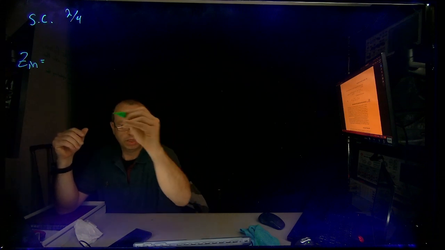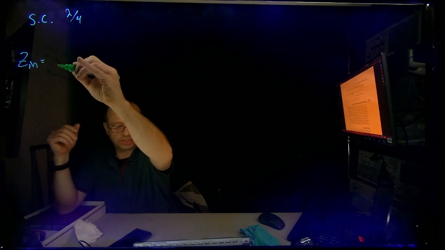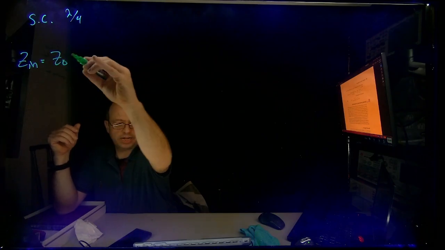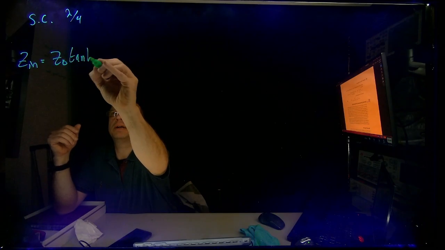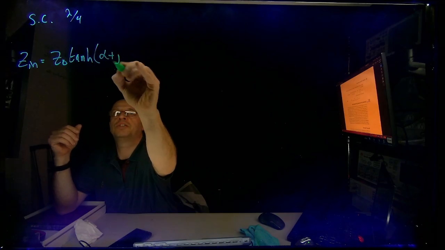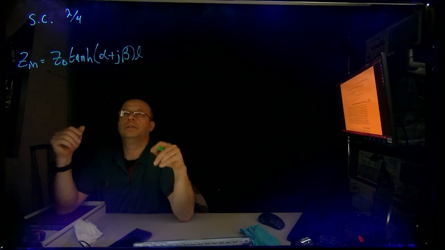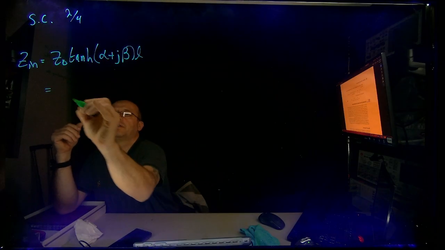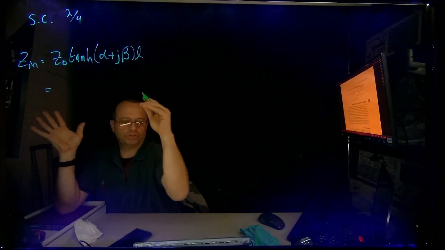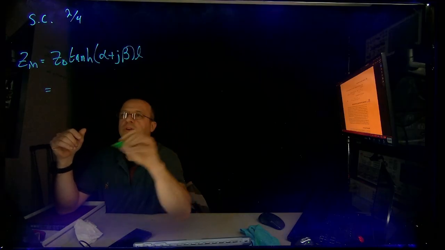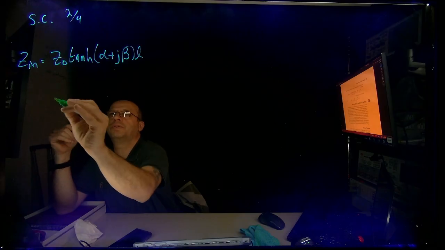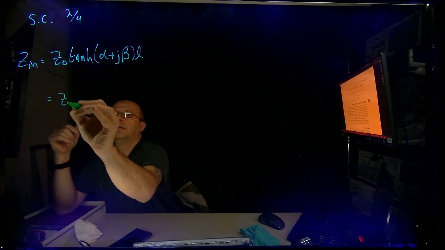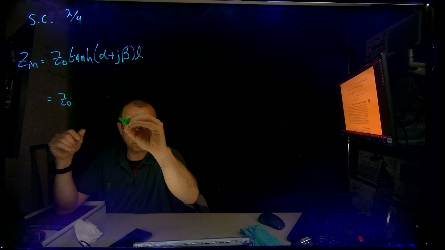part. So Zin is still the same as it was. Z naught, hyperbolic tangent of alpha plus j beta times L. Right, so we're not looking at lossless. And we're going to do some math in here, and we're going to convert this to something a little more useful. Well, it won't look more useful, but it is more useful.